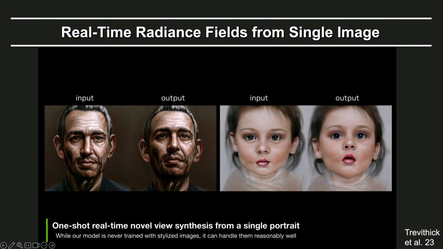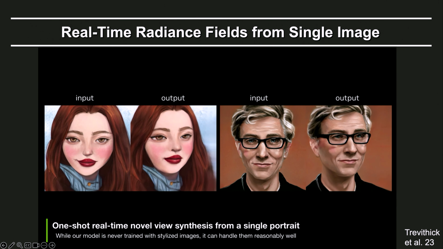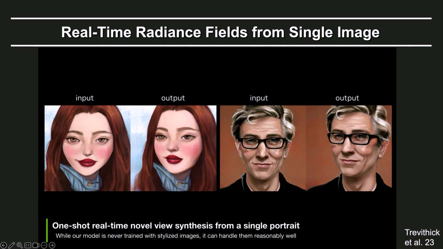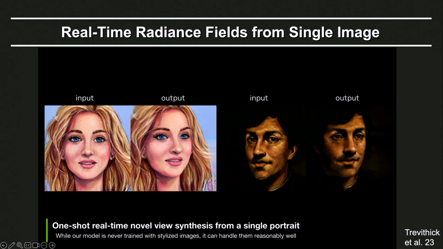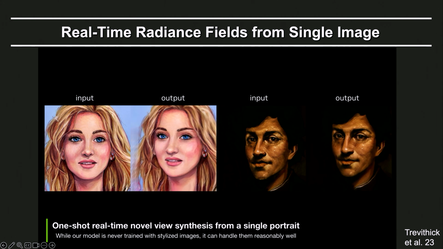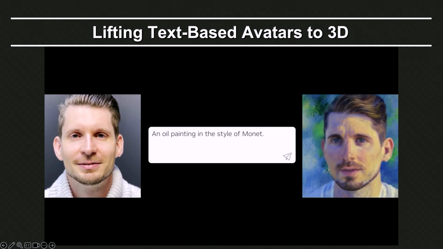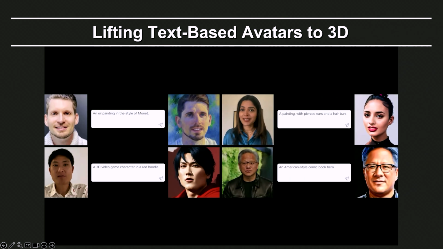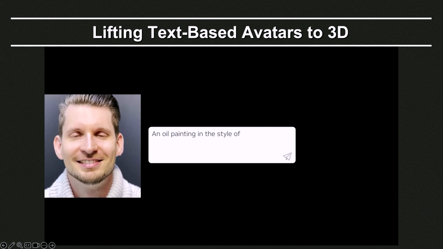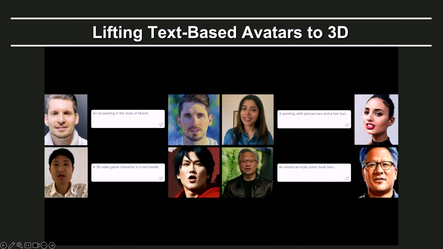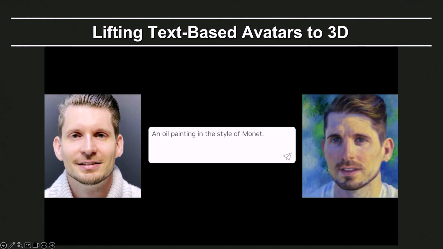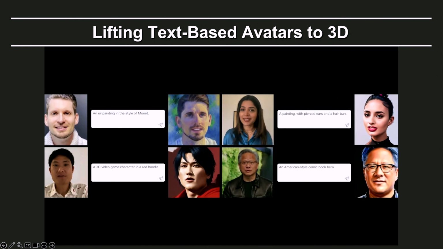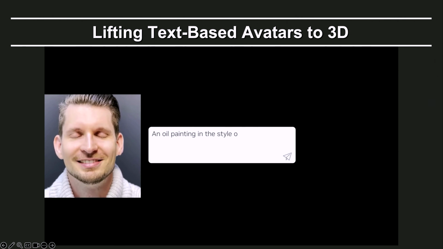Again, these representations provide a bridge from 2D to 3D. So if you can apply it on individual images and paintings, then you can do things like this, where you take a text-based avatar, which would be a 2D image, apply our representation, and now suddenly you've taken language-to-text models and extended them to 3D.